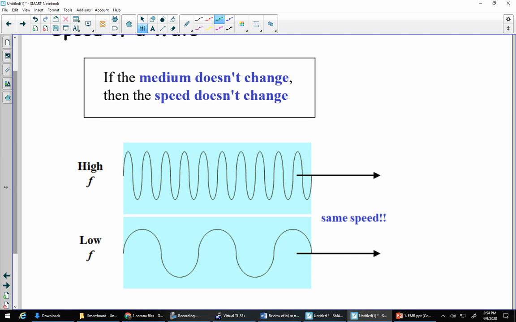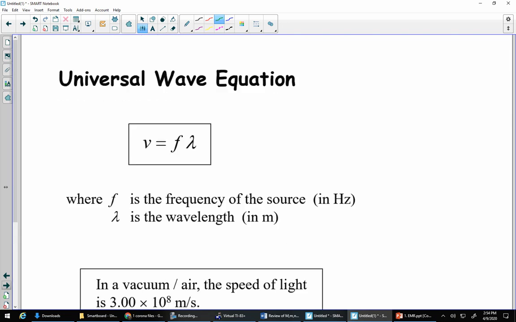EMR through air, or light through air, you probably remember travels at 3 × 10⁸ meters per second. Through water, not so much, right? And it doesn't matter if it's high frequency or low frequency, it's all the same speed as long as it's the same type of wave through the same type of medium. But you change that medium, you change the speed.